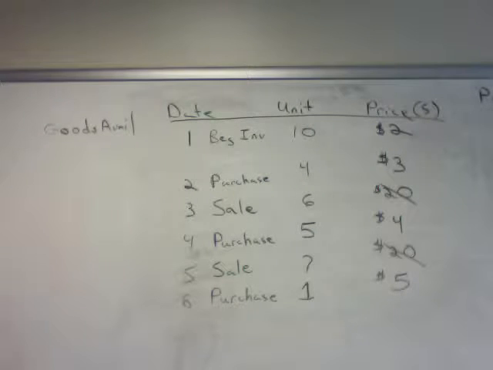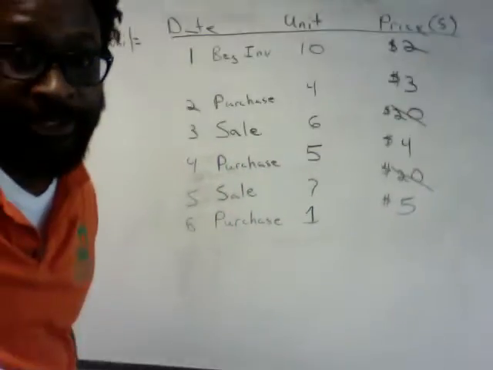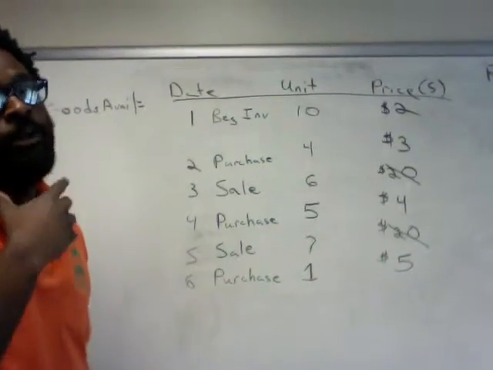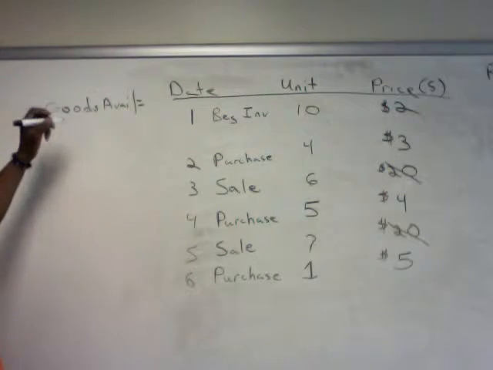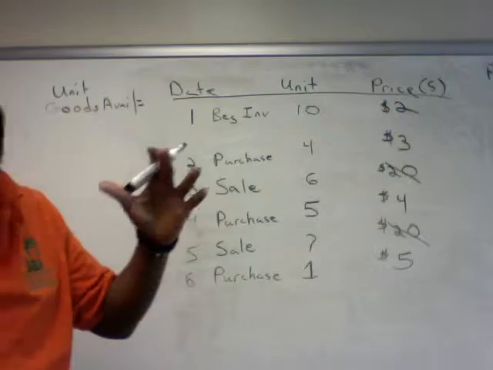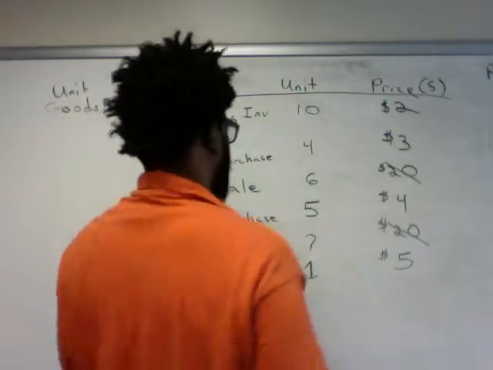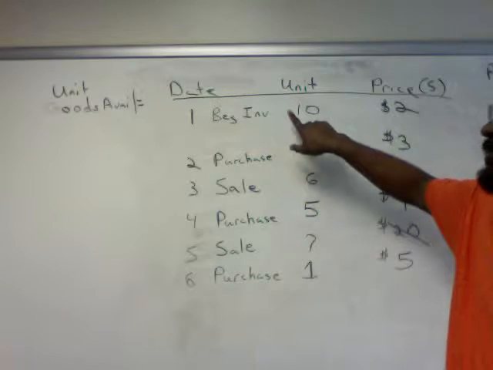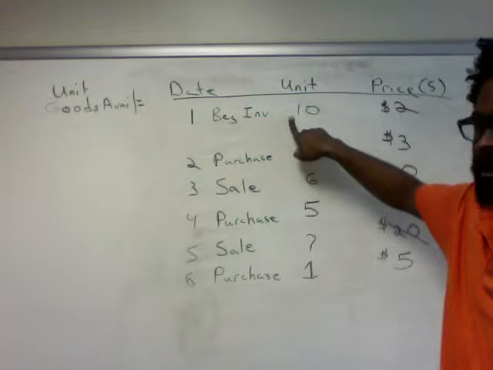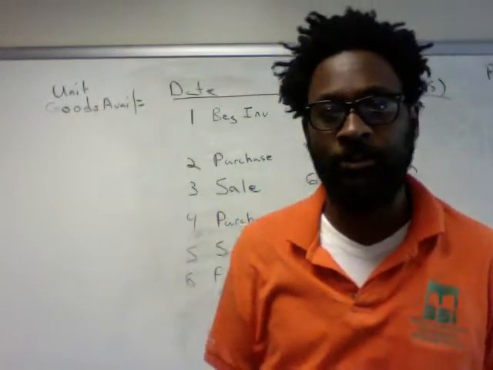How many goods do we have available at the entire period? Goods, same thing as units. How many units do we have available within the entire period? What will we have to do to find that out? You always add your beginning inventory to all of your purchases. And that will tell you how many units you have available, right?